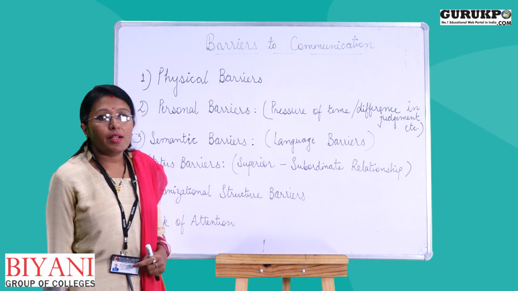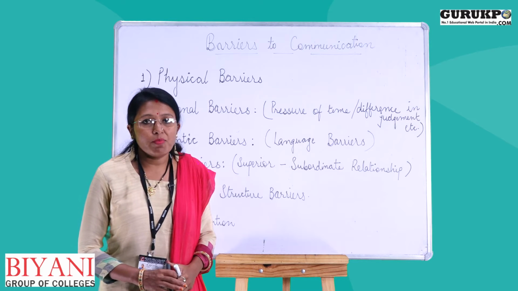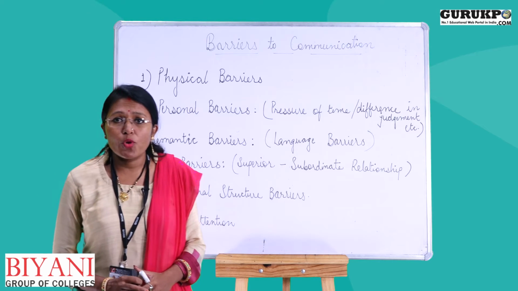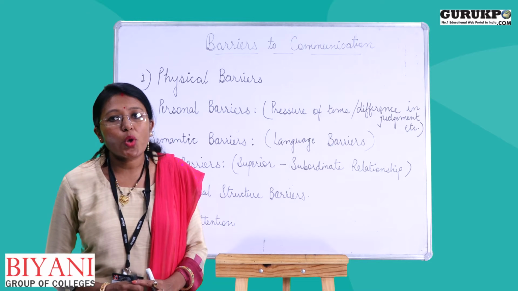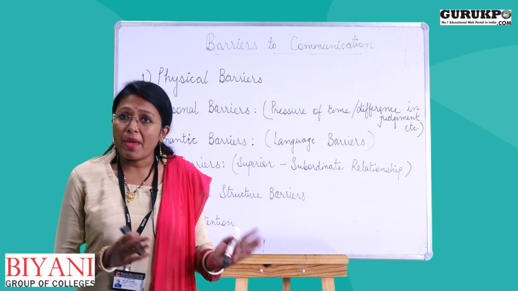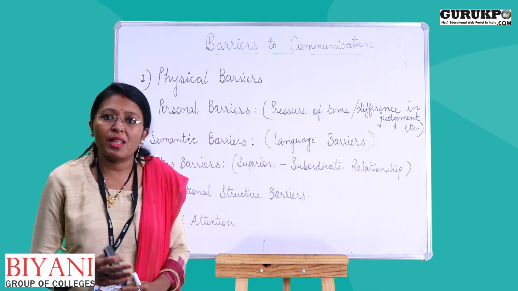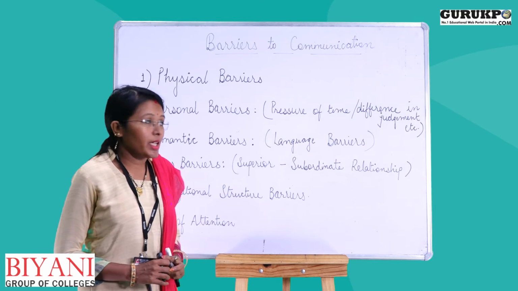The third barrier is semantic barrier, and this is a very important barrier. It means signs of meaning. It has been seen that the same words and symbols have different meanings to different people, and it is not always necessary that the meaning of the word in the mind of the sender is the same in the mind of the receiver. So it will also affect the communication.